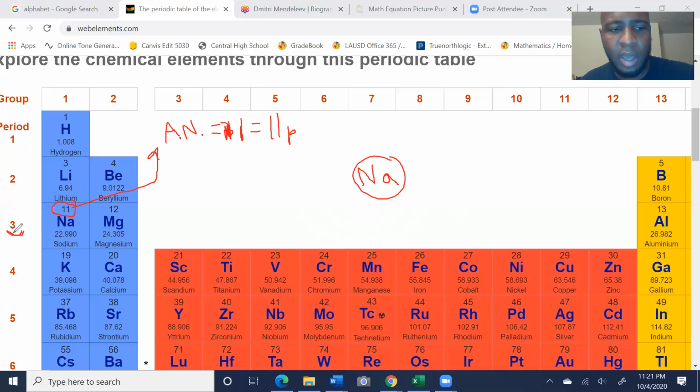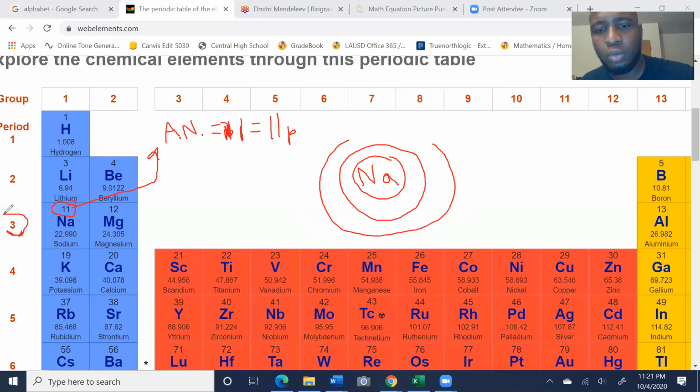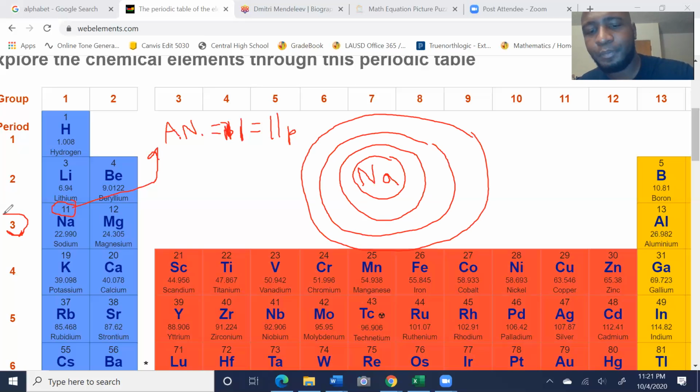Now, how many rings am I gonna need? 3. 1, 2, 3. Why am I gonna need 3? Well, let's do this. Actually, I'm gonna use a different color too. Let me get some blue in here. Now, who remembers? The first energy level can only hold 2. So 1, 2. Okay, great.